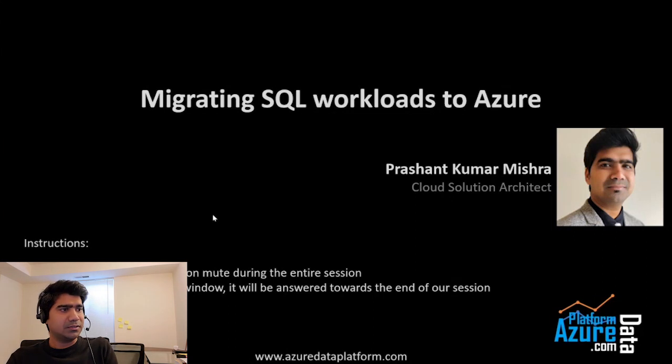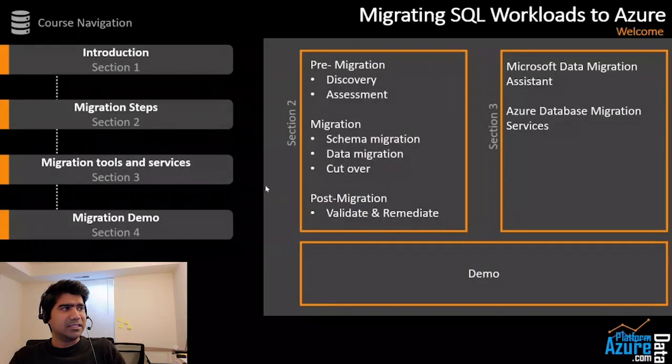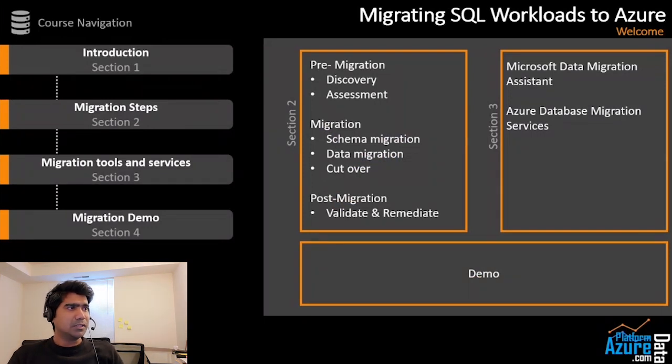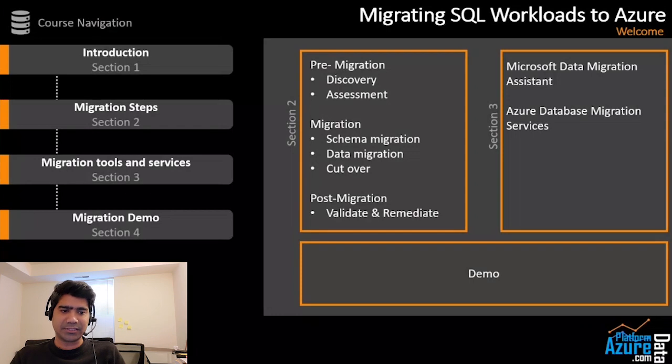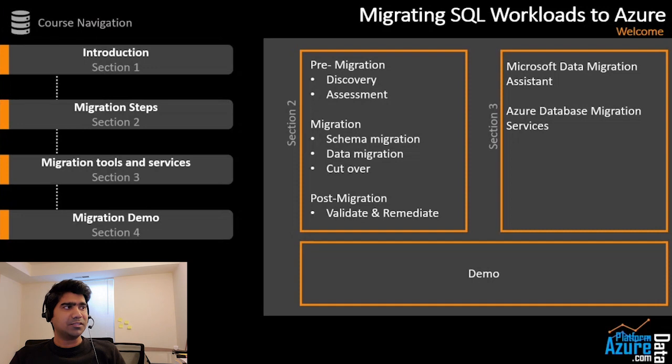Okay, so let's begin with the slide. In this particular session, we are going to cover these topics. First one is introduction, where I am going to take you through the architecture of the entire migration, like what all steps it goes through. First step is pre-migration, which consists of discovery and assessment. Second step is migration, which consists of schema migration, data migration, and then cutover. And after that, you go to post migration.